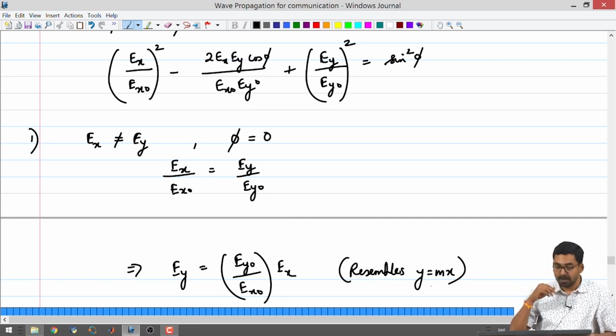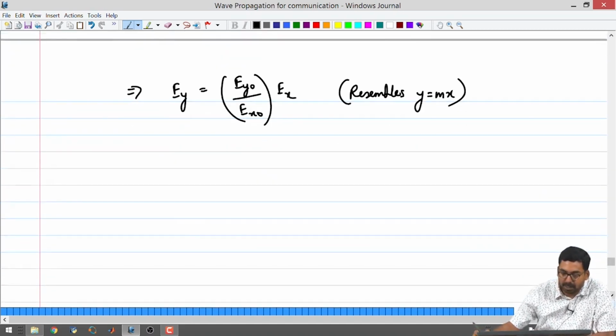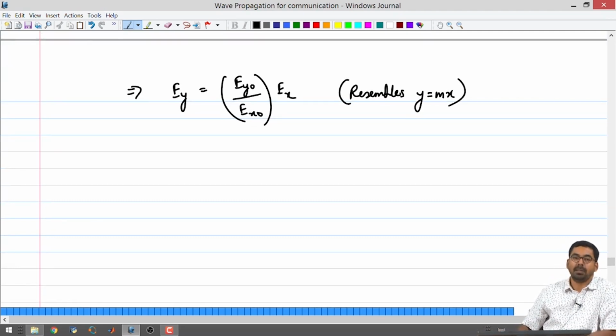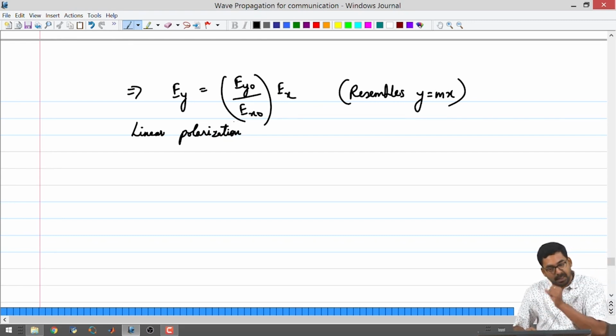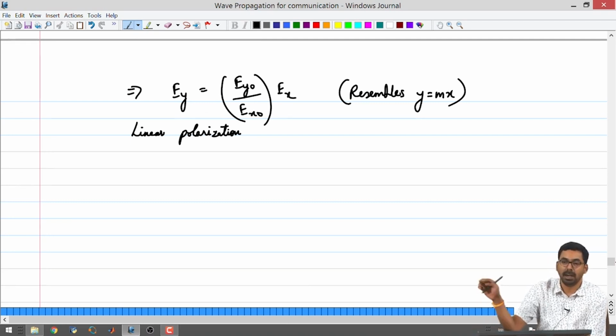So, this kind of scenario, where your y component is a constant times the x component of the electric field, is known as linear polarization. This also means that there is no phase between Ex and Ey, they are oscillating with the same phase.